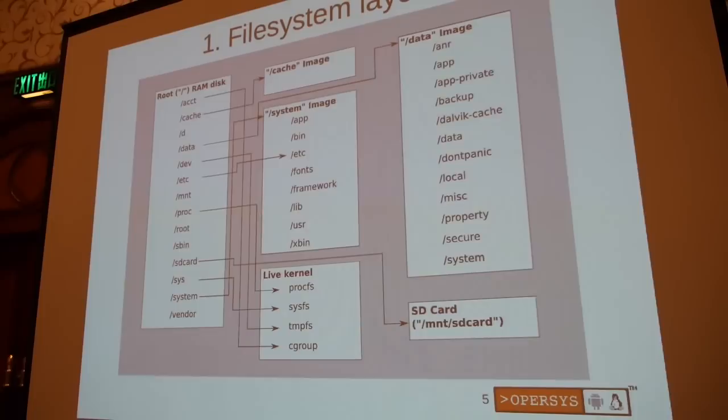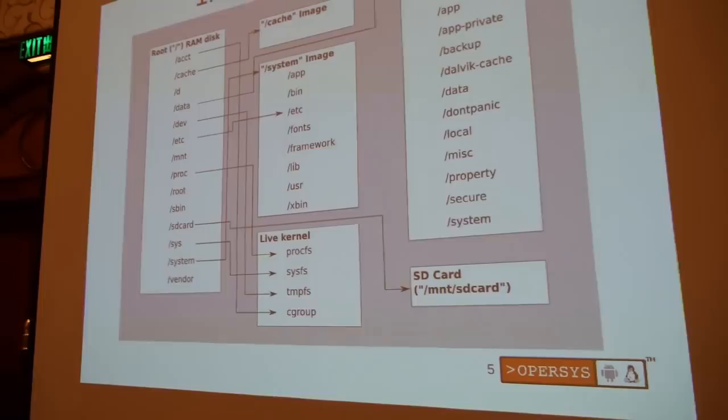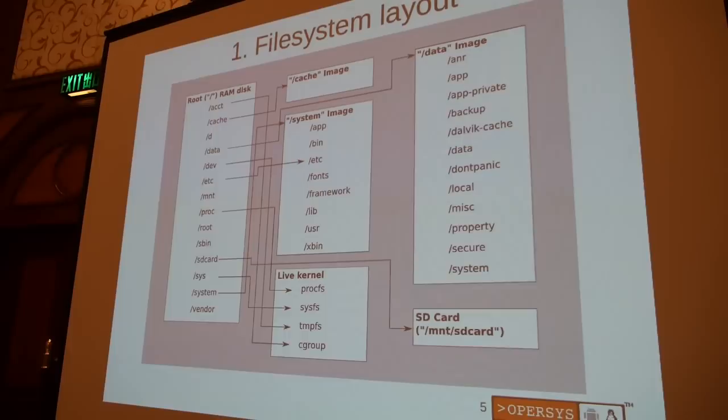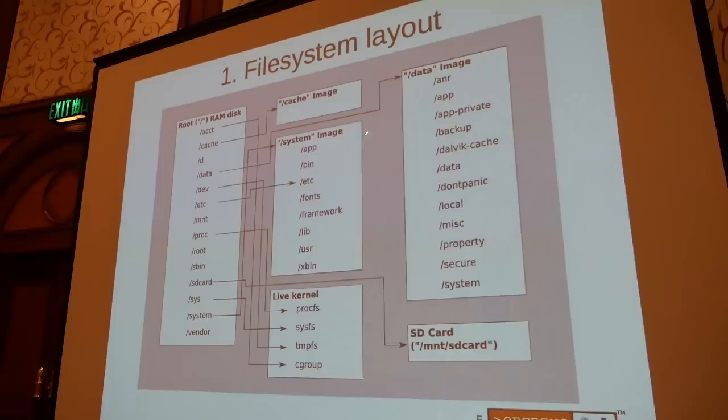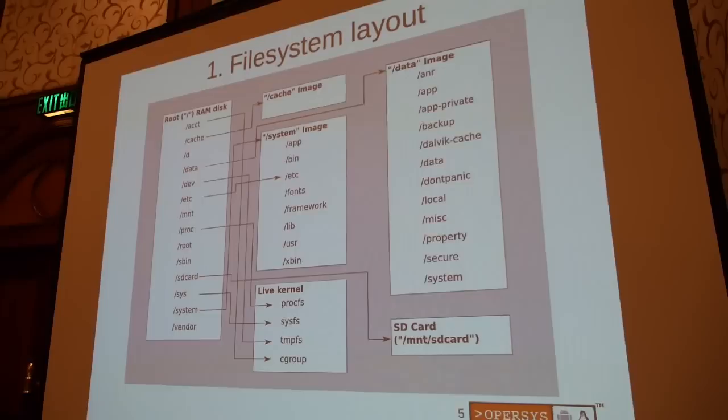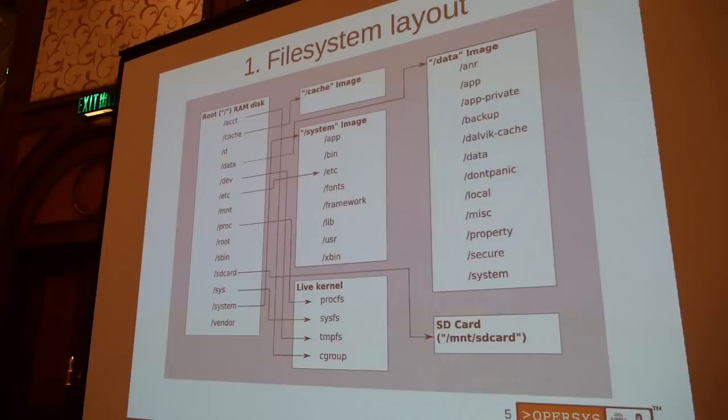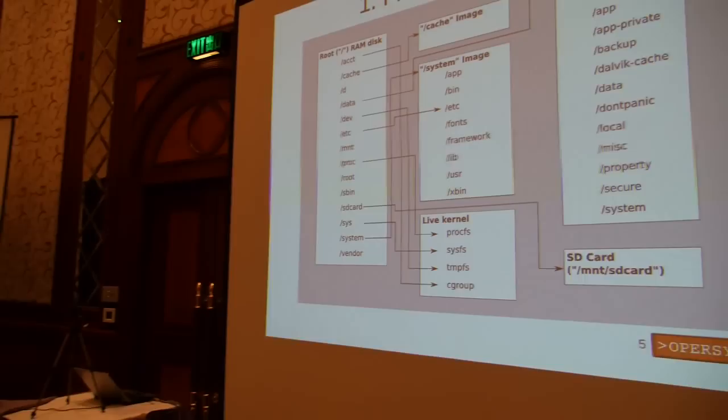So the RAM disk has a bunch of directories and is relatively small, about 2 megabytes or something like that. And it mounts a whole bunch of other file systems. Mainly the two things it mounts are the data image and the system image. I will walk you through these through the presentation. For the purposes of this presentation, I'm using Gingerbread just because it's simpler to follow. Jelly Bean just has a bunch of different additions to what I'm going to explain, and you should be able to follow that should you check it out for yourself.